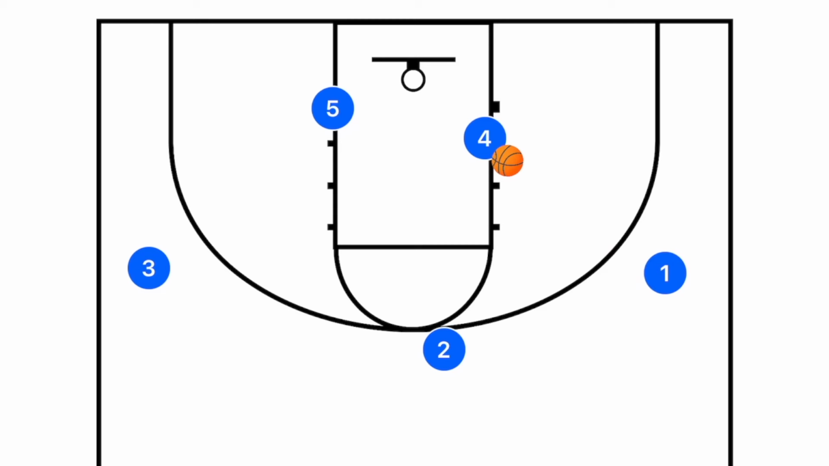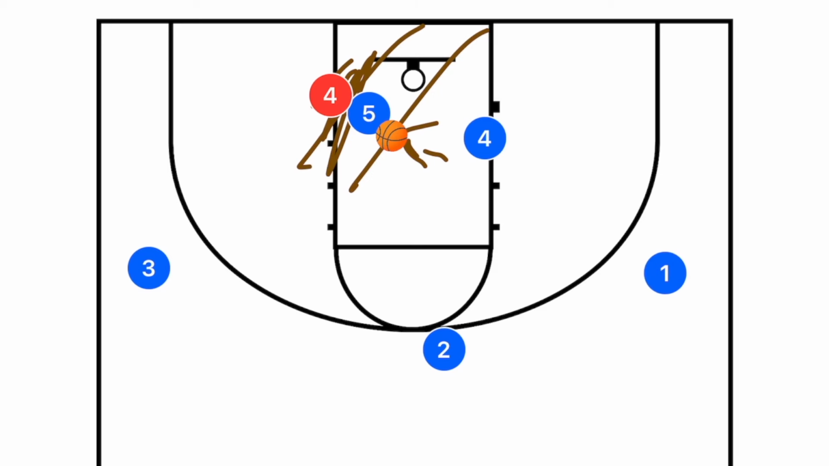If we can get that pass into the low post, and let's just say, for example, player 5 on that initial screen that he set was able to seal this man so that that man is now behind him on his back. What's going to happen is player 4 could obviously score, but this could be just a quick pass over to player 5 if he was sealing his man correctly, and this could be an actual wide open layup.